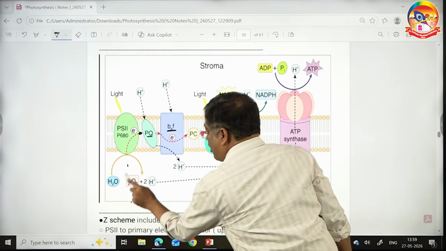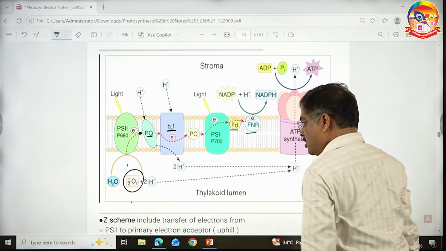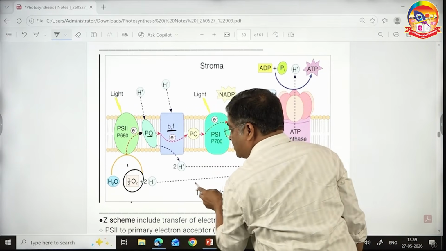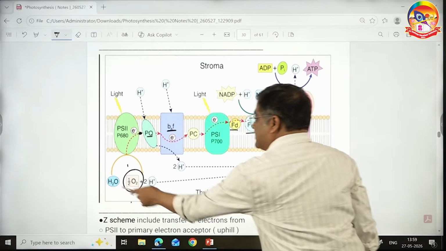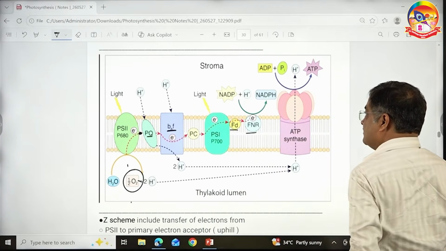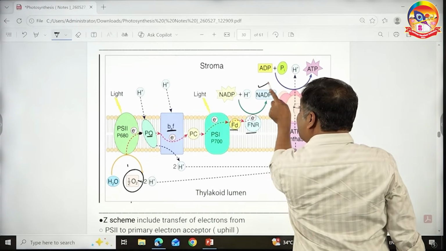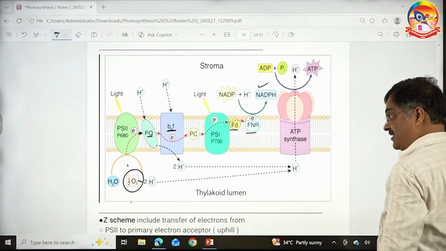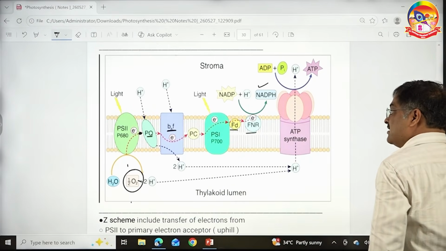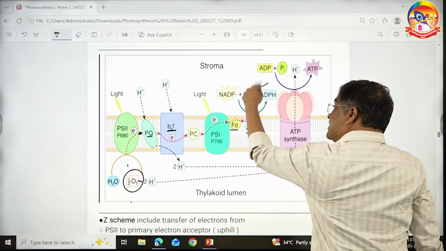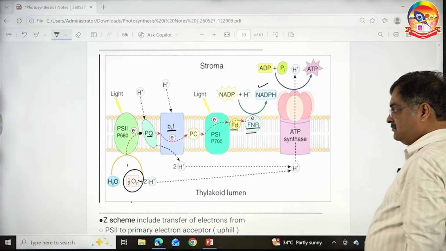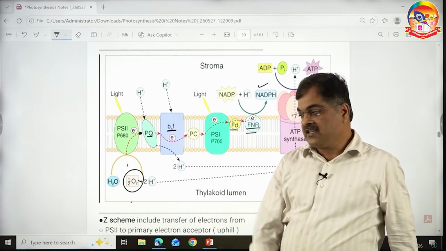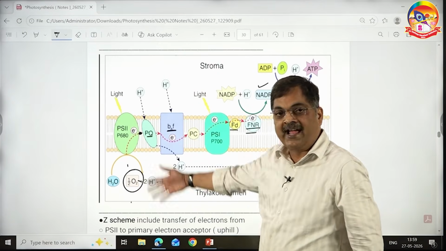So evolution of oxygen is on the lumen side. More proton accumulation is on the lumen side. Breakdown of water is on the lumen side. Synthesis of NADPH is on the stroma side. And this FNR enzyme is there on the stroma side. This is very simple. Now, more protons got accumulated.